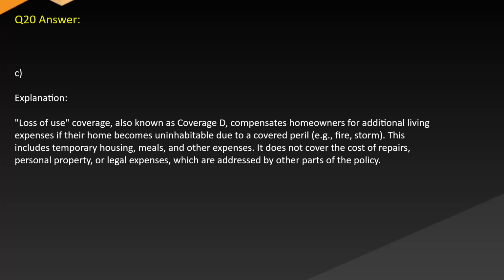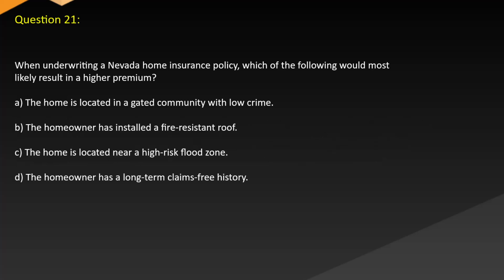Answer C. Explanation. Loss of use coverage, also known as Coverage D, compensates homeowners for additional living expenses if their home becomes uninhabitable due to a covered peril. This includes temporary housing, meals, and other expenses. It does not cover the cost of repairs, personal property, or legal expenses, which are addressed by other parts of the policy.